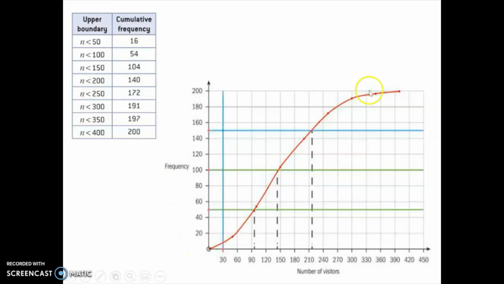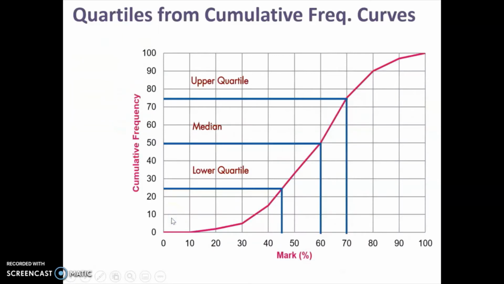Here's the curve that's drawn from that. And now we're going to look at this curve in some different ways. So before going back to Hayley's Castle, let's look at this. When we have a cumulative frequency curve, we can use it to determine our lower quartile, median, upper quartile.